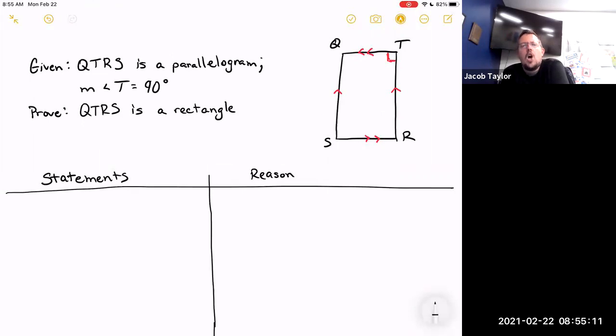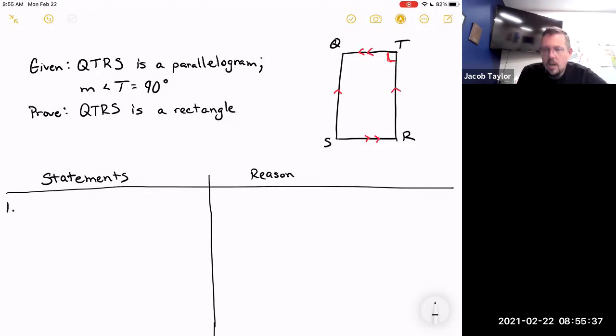The given. We were given two pieces of information, that QTRS is a parallelogram and that angle T is 90 degrees. Some people will just put the entire given all in the first statement, and some will divide it up into two statements, like number one, it's a parallelogram. Number two, angle T is 90. I don't care which way you do it when you're writing it out. I'm just saying whenever you're doing your assignment, the given may be all in one line or it may be in two separate lines. It doesn't matter.